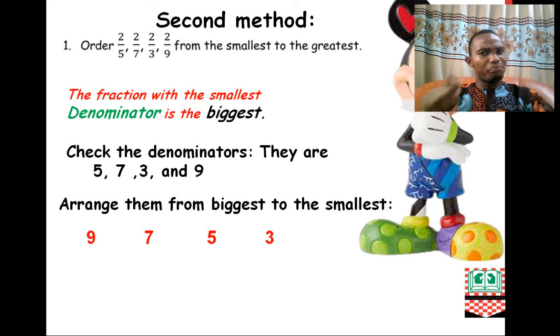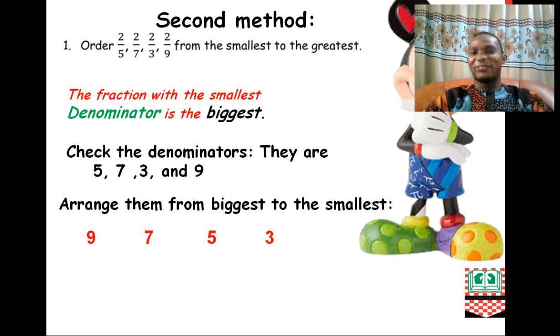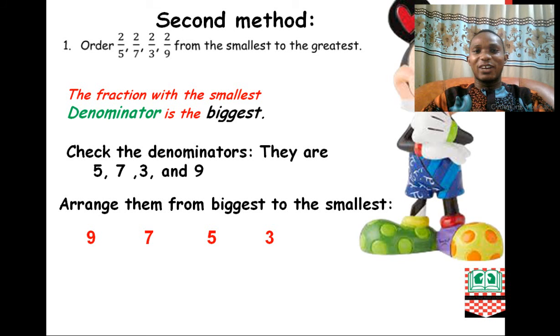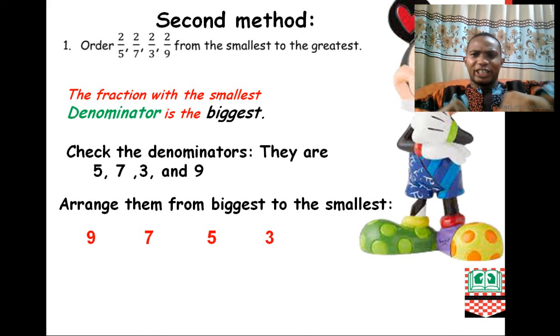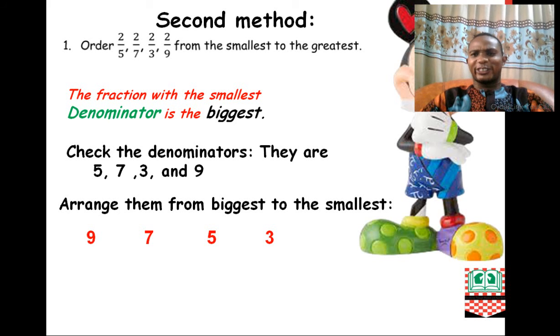Beautiful. I love that. Someone just said 3. Who is that person? Wow, that's wonderful. Okay, 3 has the smallest denominator. Then that means that 2 over 3 is actually the greatest, or the biggest fraction.